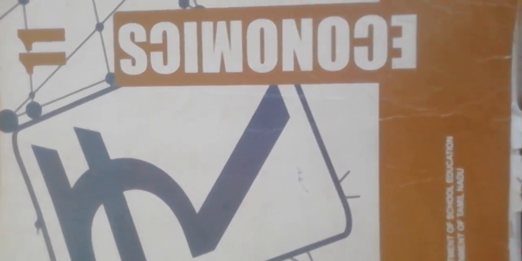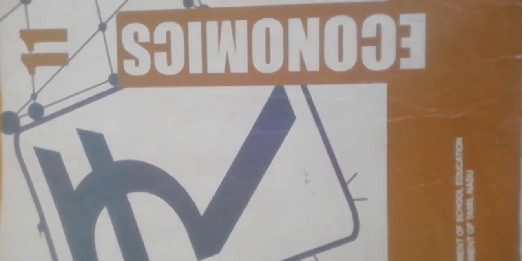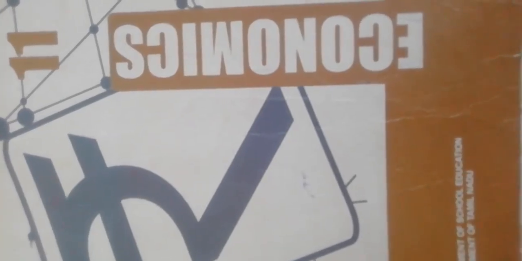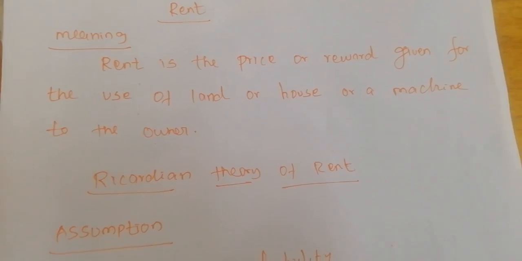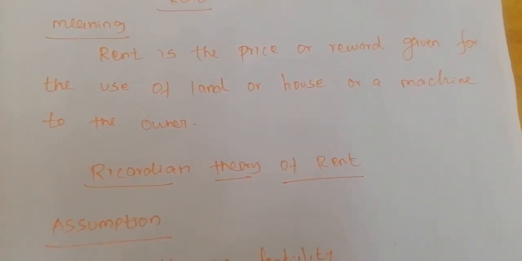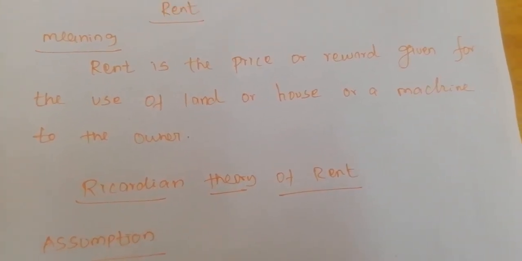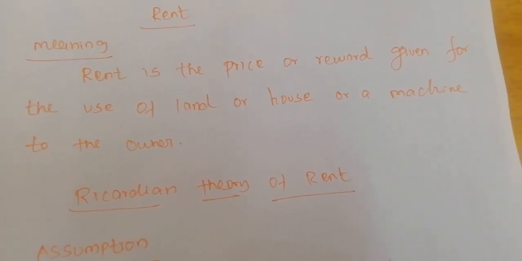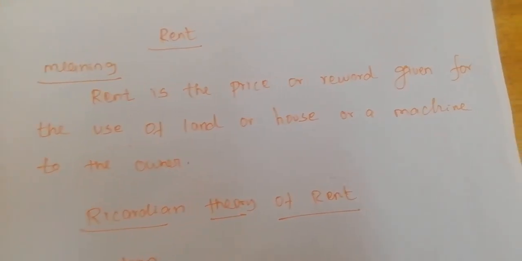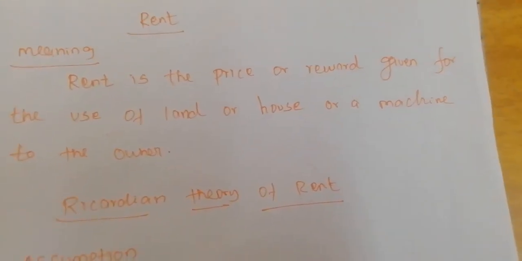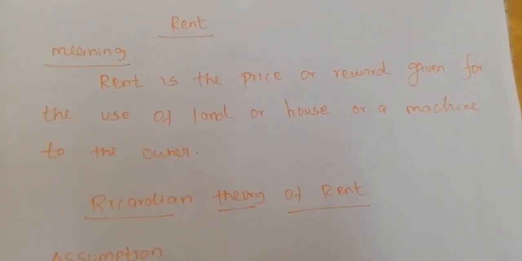And last day we have studied about the Ricardian theory of rent. So today also we will remind about the Ricardian theory of rent, and we will go to the next concepts. So rent is the price or reward given for the use of land or house or a machine to the owner. Normally, what we think about rent is the price or reward given for the use of land or house or a machine to the owner.